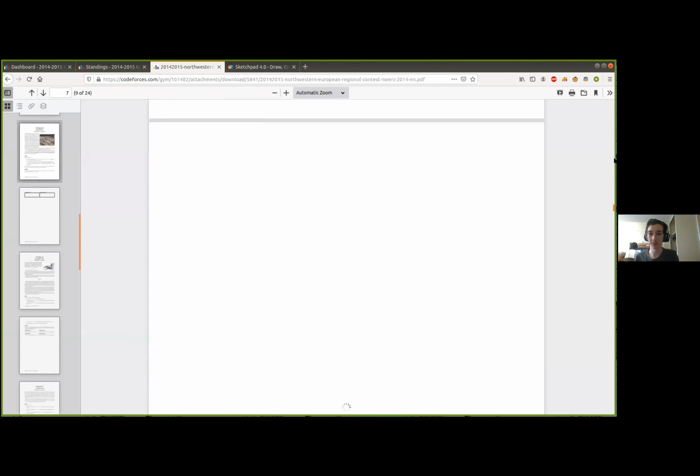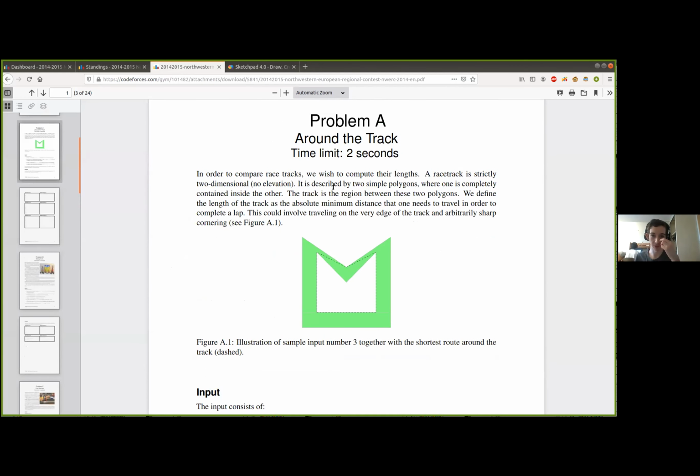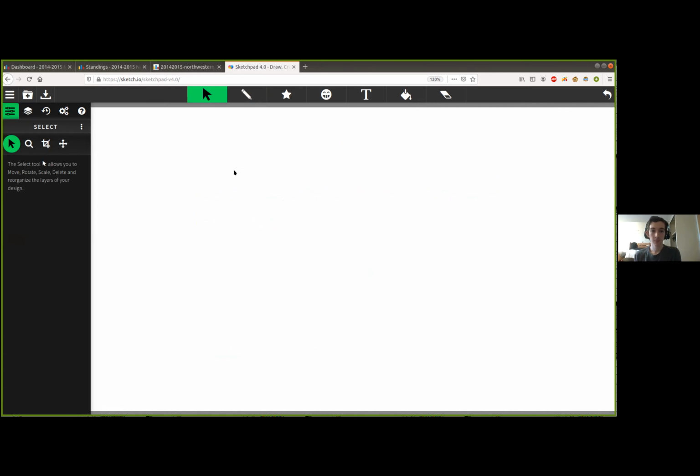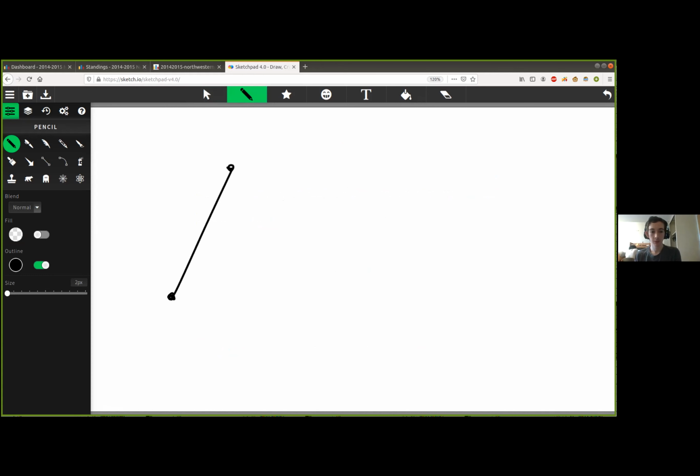Okay, then the last problem is A, which I thought was actually pretty interesting, but it's pretty hard. So in problem A, we have two polygons. One is inside of the other and they don't intersect.